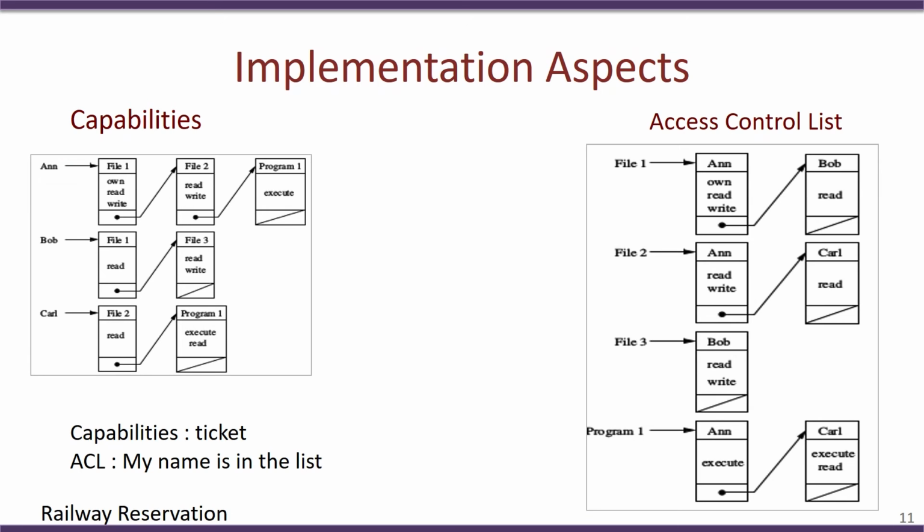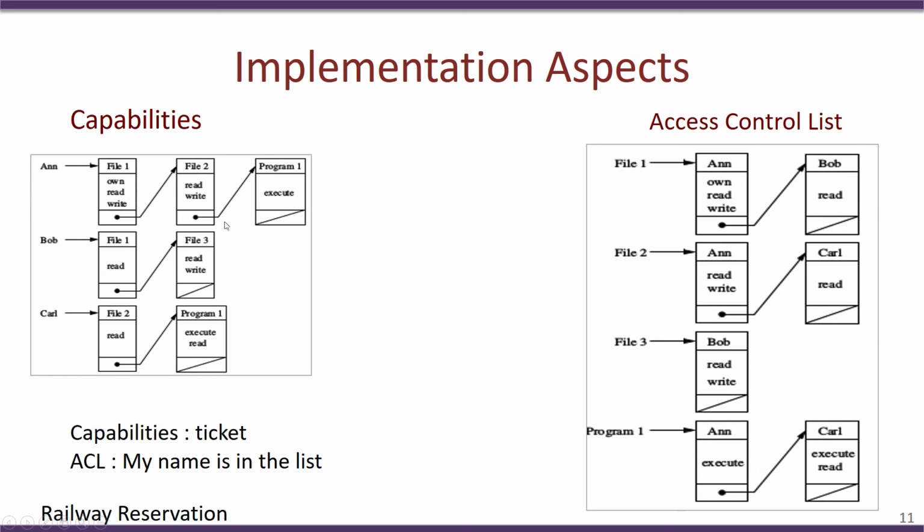This is because quite often the number of subjects and objects are quite large, and the matrix that we obtain is highly sparse. And therefore, a more practical implementation is by using capabilities or access control lists.